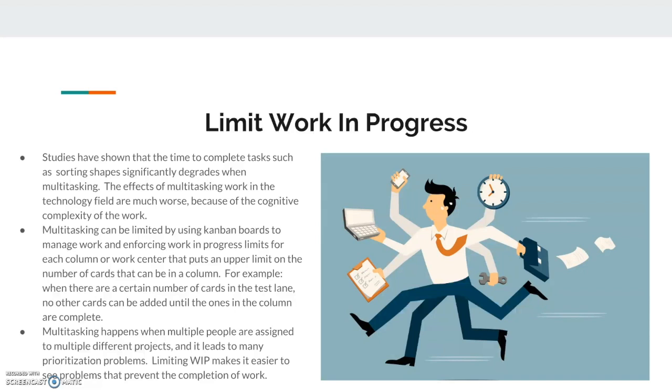Limiting work in progress makes it easier to see problems that prevent the completion of work. So it makes it easier to pinpoint what is happening because you don't have 100 different things you're looking at. It's just within those 3 cards you have that you're working on.